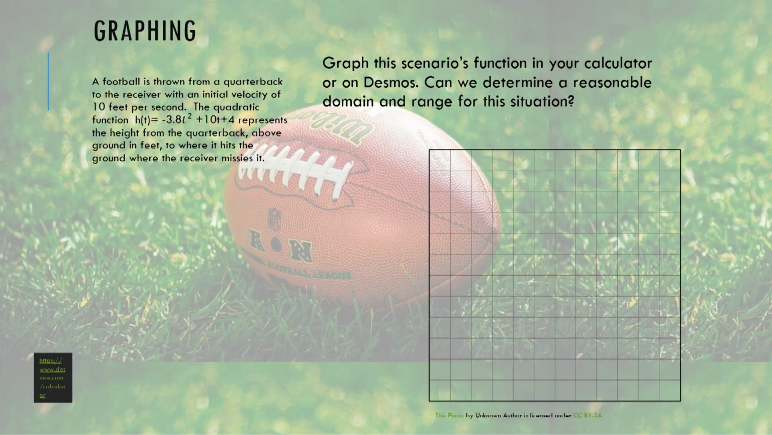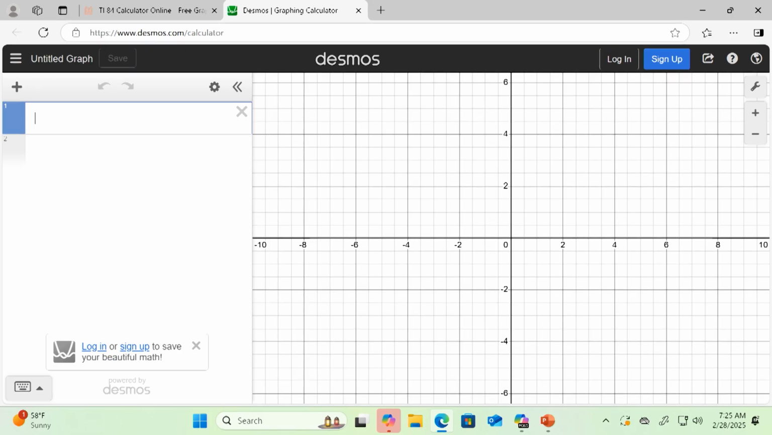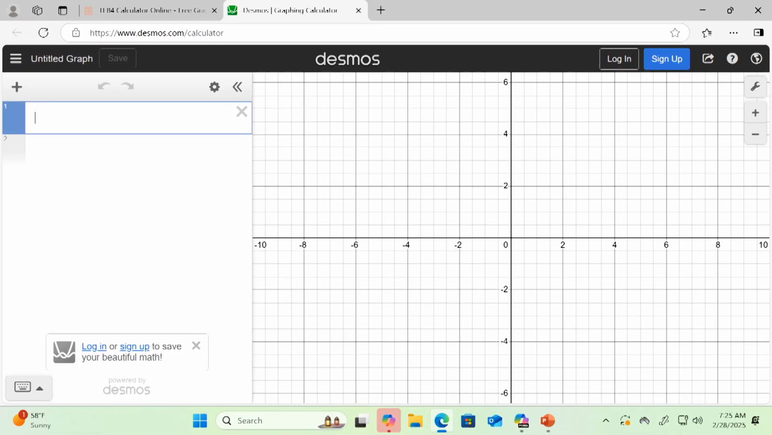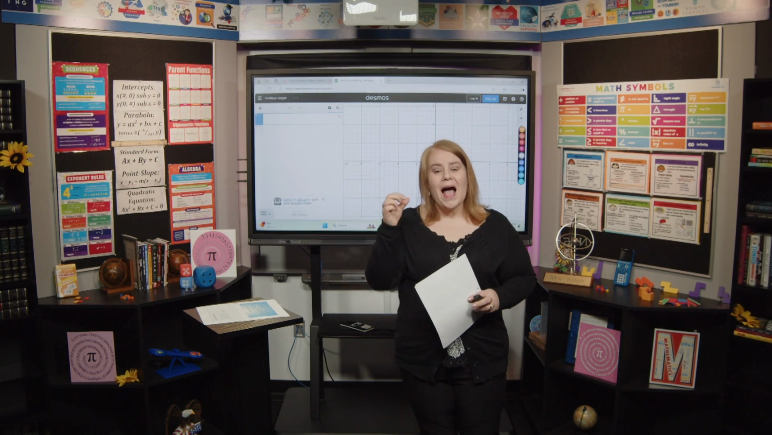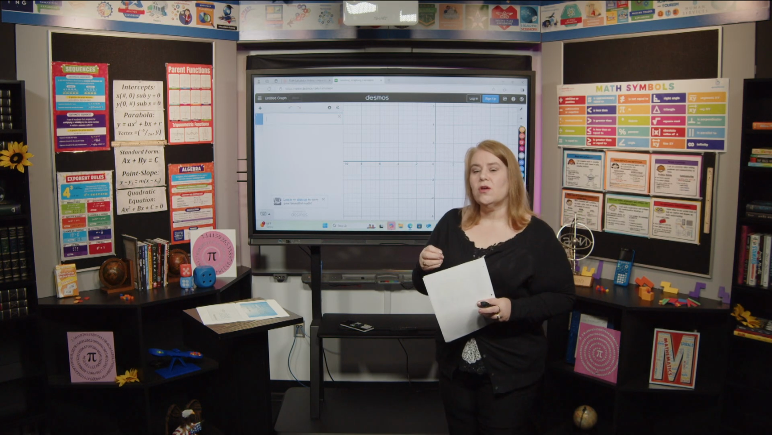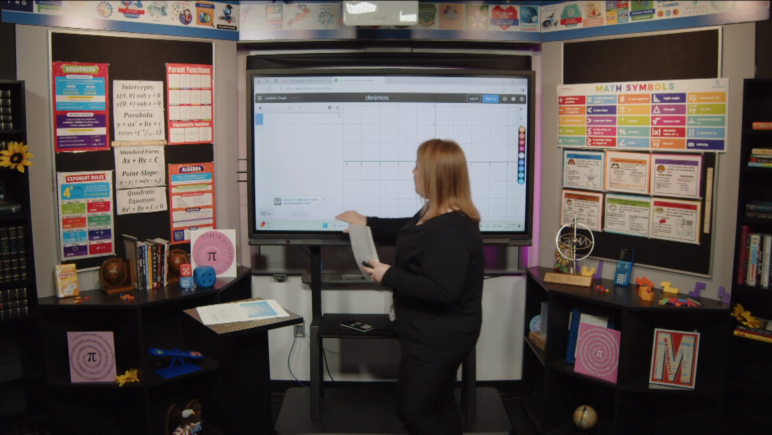Let's look at the next one. I've got the same passage, but now I'm going to do some graphing. It says graph this scenario's function in your calculator or Desmos. Can we determine a reasonable domain and range for this scenario? This right here tells you everything that you need to know. So I'm going to use Desmos and plug in what my equation was from the football. I can't use h and t in Desmos or in my calculator, but I can use x and y. So for my h, I'm going to use y, and for my t, which is in parentheses, I'm going to use x. So let's go ahead and put those in.